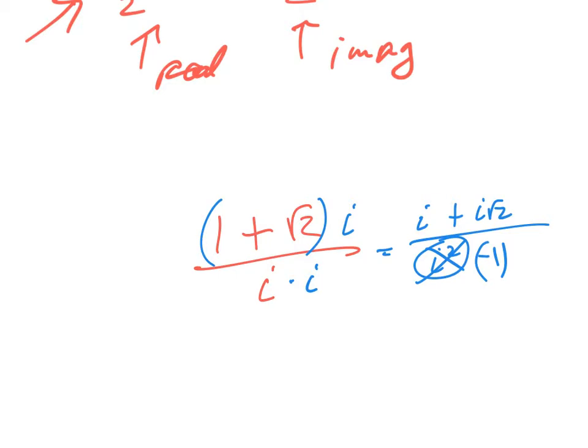If I had to finish this off, I would say that's 1i, and that's square root of 2 i. So that's 1 plus the square root of 2 i over -1, and the -1 would just turn into a negative on the top. Dividing by -1 or multiplying by -1 do the same thing.